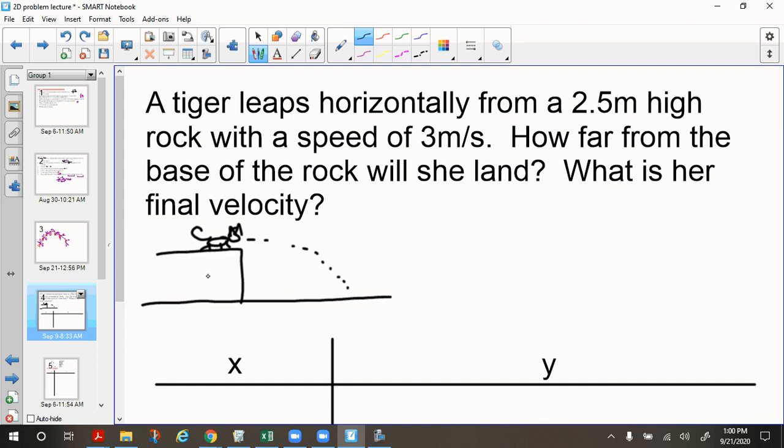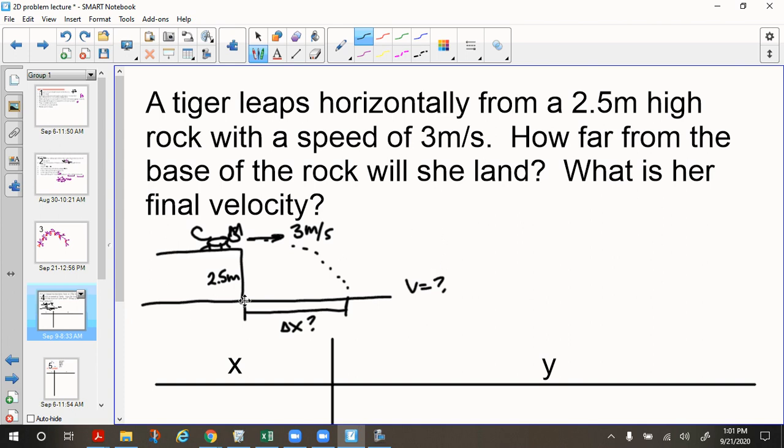So then we know that the cliff is 2.5 meters high. And we know that her initial velocity is 3 meters per second. Now, since she's jumping horizontally, that velocity is only in the x direction. The initial velocity in the y direction is 0. We want to know how far she lands from the base of the cliff. So that's going to be delta x. How far does she go in the x direction? And we also want to know her final velocity. Now, it's important to note that when it asks for final velocity, velocity is a vector. So we need to figure out the speed and the direction. So make sure you don't forget to do that.